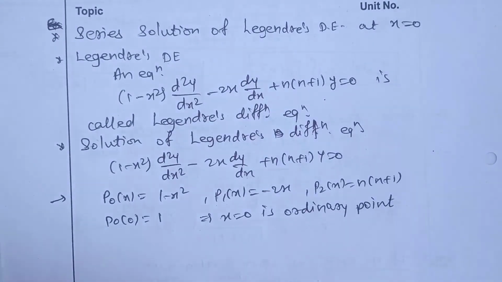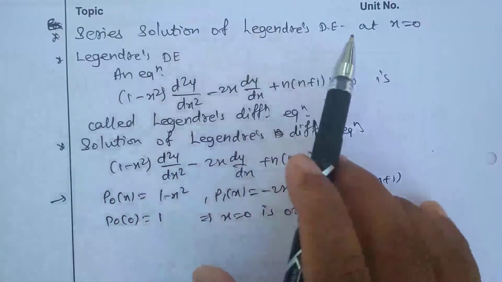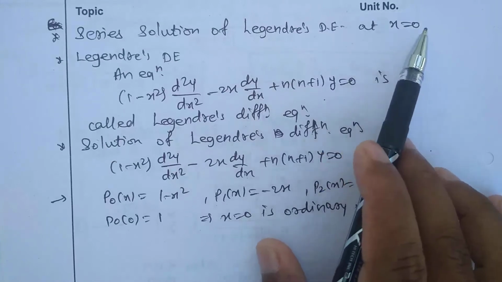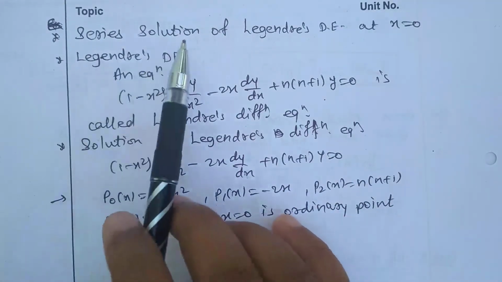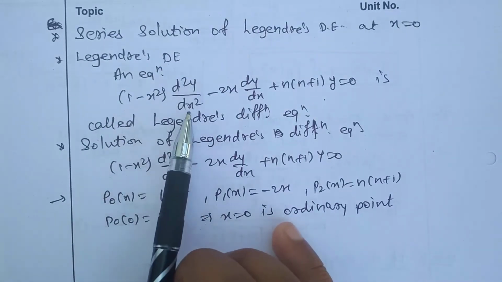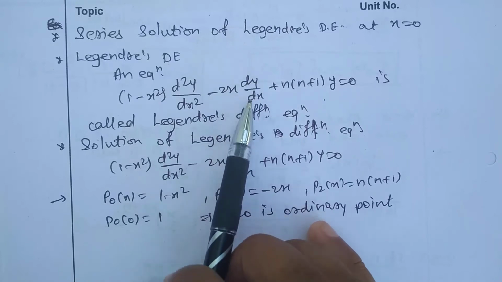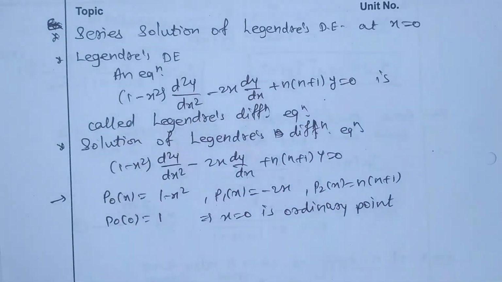So today we are going to start the last topic of unit number 4, that is called series solution of Legendre differential equation at x equals 0. So first of all, understand what is Legendre differential equation. An equation (1 minus x square) d square y by dx square minus 2x dy by dx plus n into (n plus 1) y equals 0 is called Legendre's differential equation.